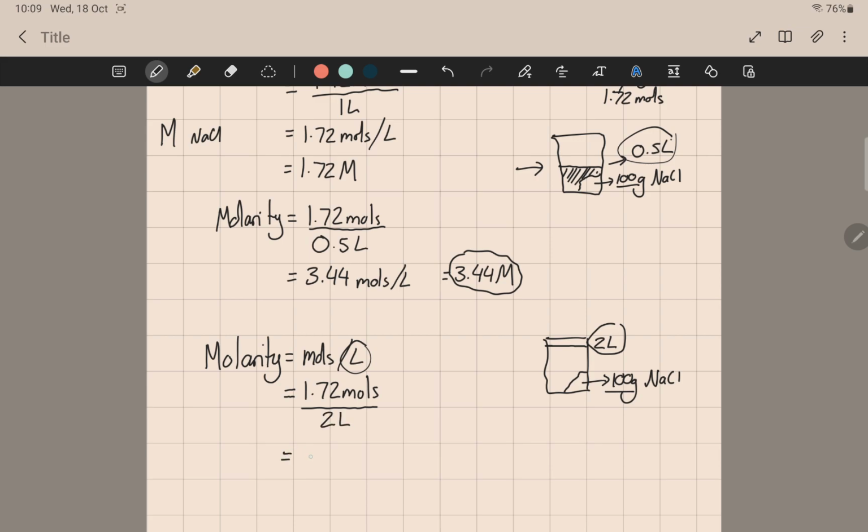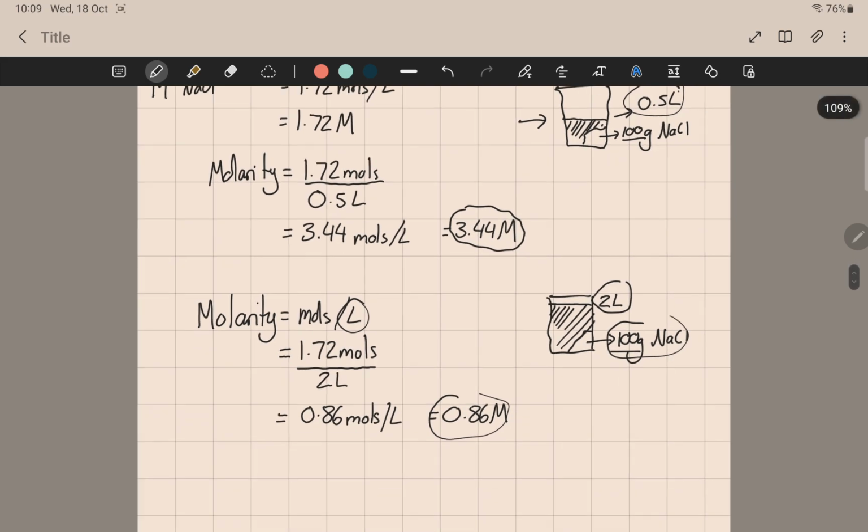Now, if we solve that out, it comes out to 0.86 moles per liter, or 0.86 M molarity, all right? Now, just like in our other examples, here we have the same amount of sodium chloride, but now it's in even more water, all right? We've got extra water there. So, of course, the concentration of sodium chloride is going to be less than in our other examples. It's more dilute. Hopefully that makes sense.